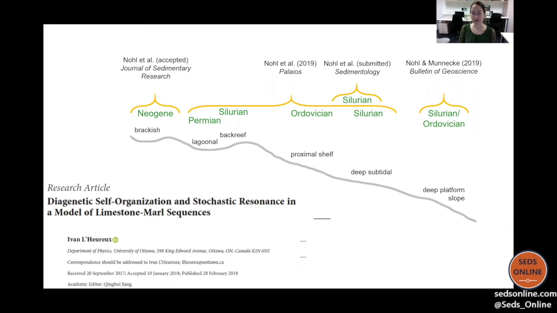Okay, so Francis from Kansas wants to know, can we estimate how much carbonate for limestoneization comes from aragonite dissolution versus organic matter oxidation?